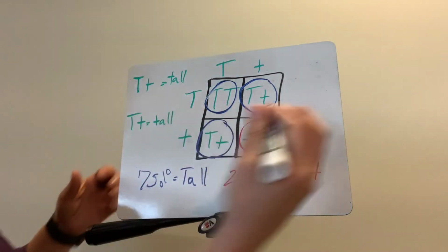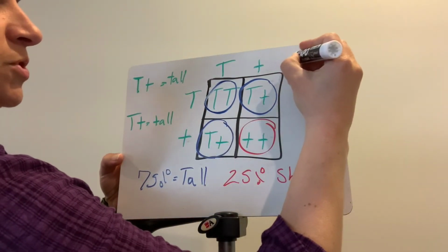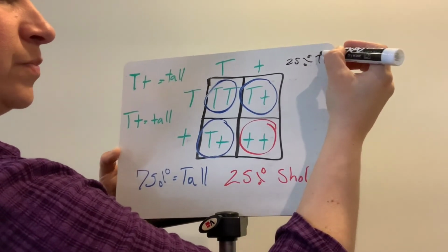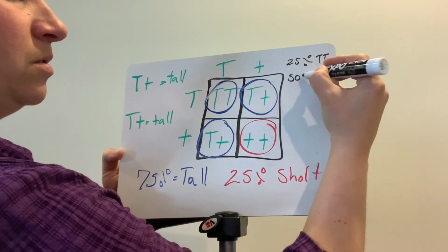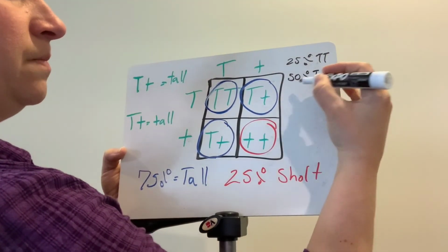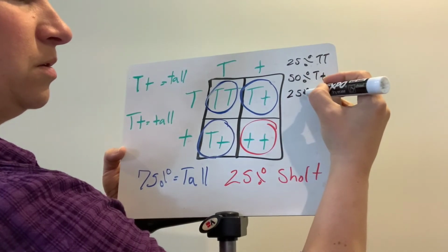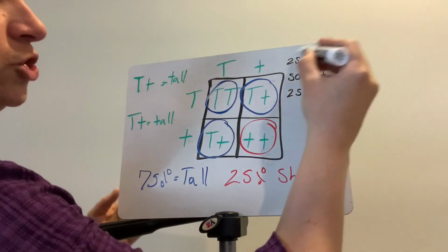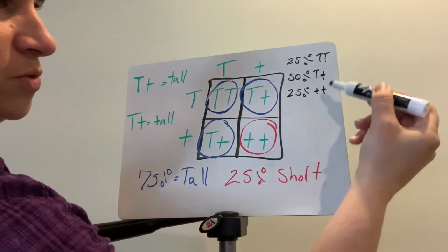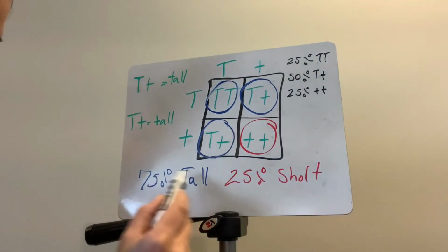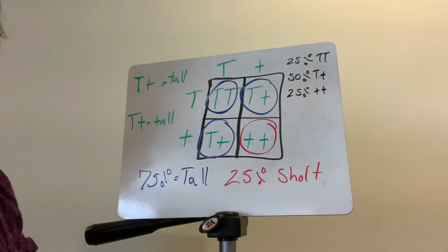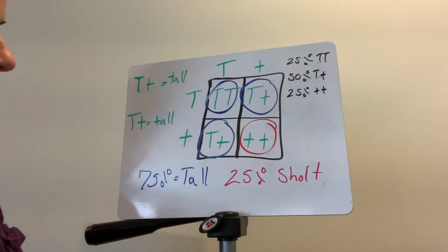If you wanted to split it up by genotype, you have 25% capital T, 50% capital T, lowercase t, and 25% lowercase t. That's if you're looking at genotype, okay? Genotype, which is looking at the pairing of the genes, which is the letters. Phenotype, which is down here, which is looking at what trait it is, what's the physical trait, tall and short. Okay, so that's my example for crossing two heterozygous traits.